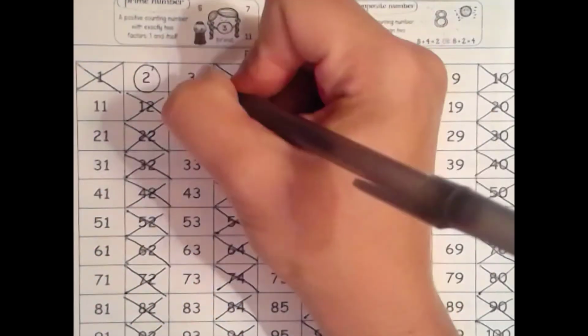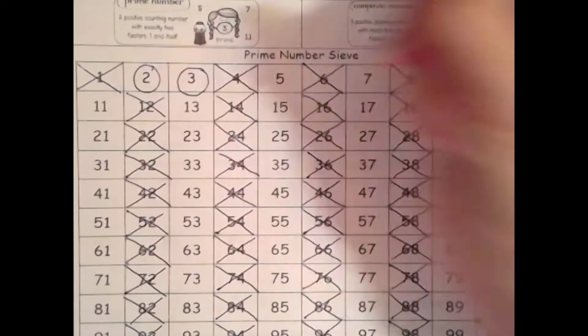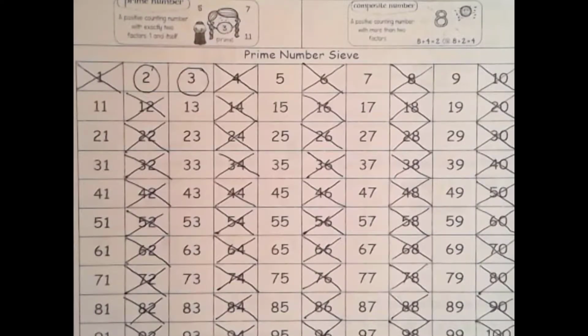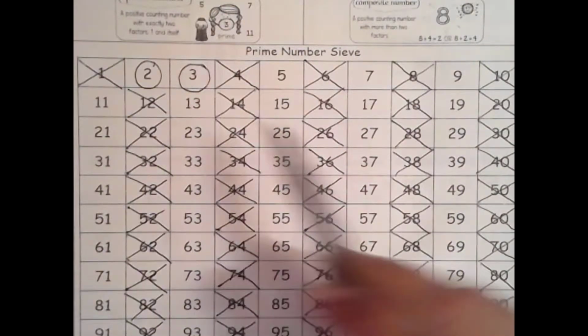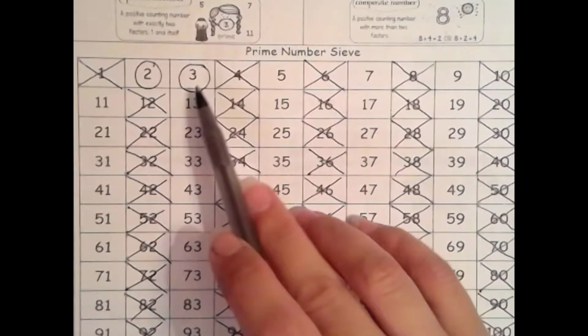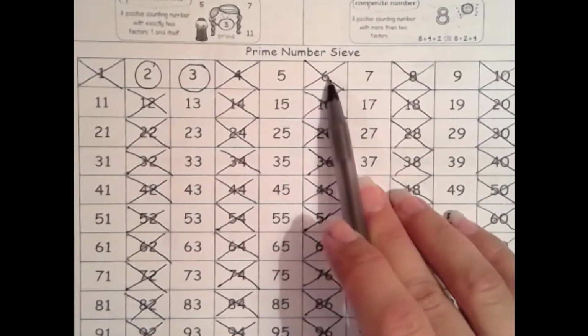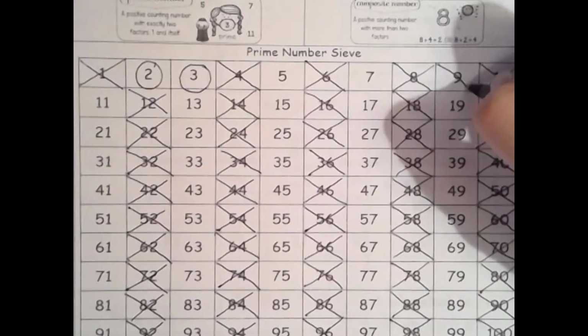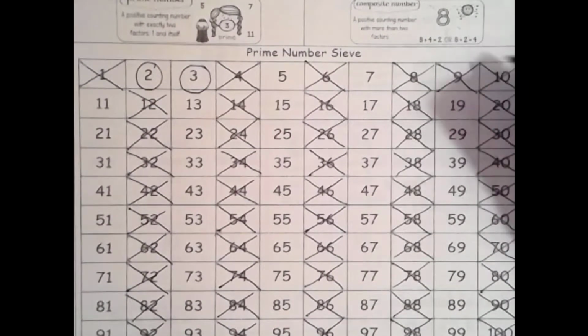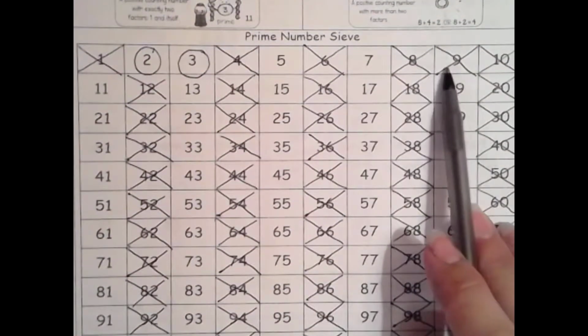So next prime number is 3. The only 2 factors are 1 times 3. No other numbers multiply to make 3. So now we're going to cross out all multiples of 3. Now some are already done, so we've got to make sure we're being careful. So 3, 6, already done. 9. 9 is composite. It's actually a perfect square.